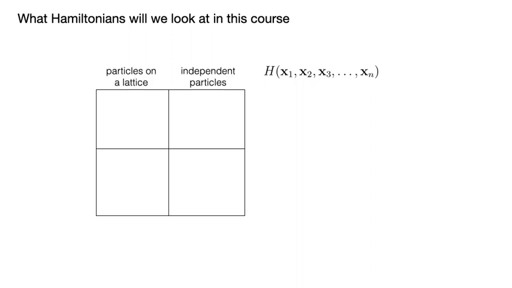The first of these two criteria tells us whether the system's constituent particles are sat on a lattice or if the particles are all independent. Hamiltonians where the particles are sat on a lattice are used to describe solid materials where there is symmetry. The Hamiltonians that treat each particle independently are used to describe gases.